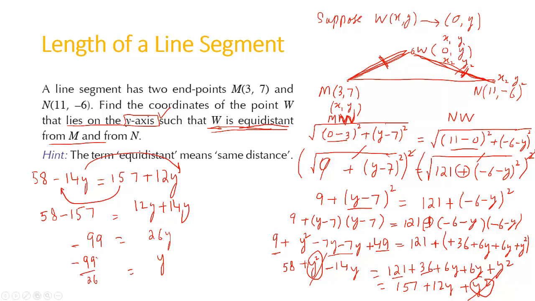Now let's use the calculator to find the answer in decimal. So we have found this W. The W was (0, y). Now W is (0, y), where y we have found is minus 99 over 26. Now you can simplify, and you can also write a decimal number here.